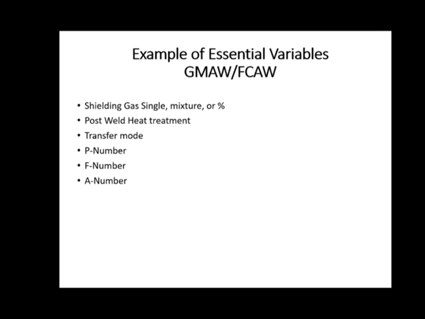Transfer mode: if we're going from short-circuiting gas metal arc welding, where the voltage is 20 volts and lower, to a spray arc mode, we're going to have to requalify. P number, I used this one before. If you're going from a procedure that's carbon steel to carbon steel, and then we want to weld carbon steel to stainless steel using the same filler materials, we'd have to requalify the procedure.